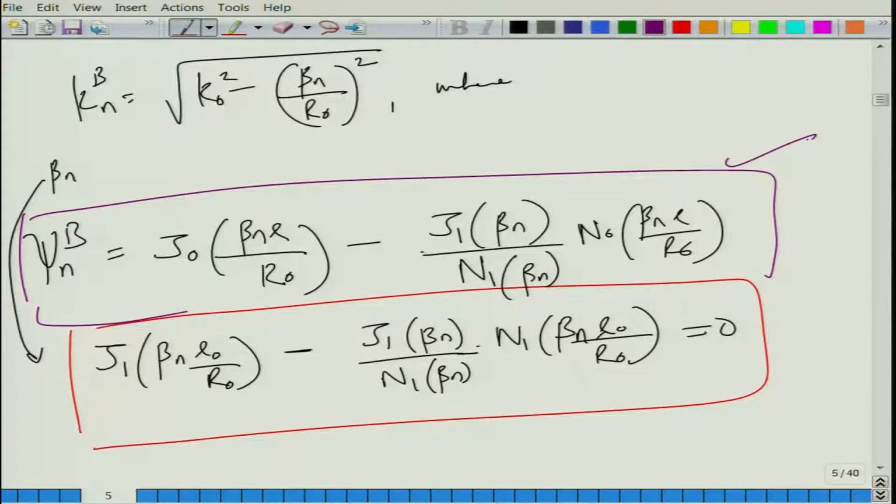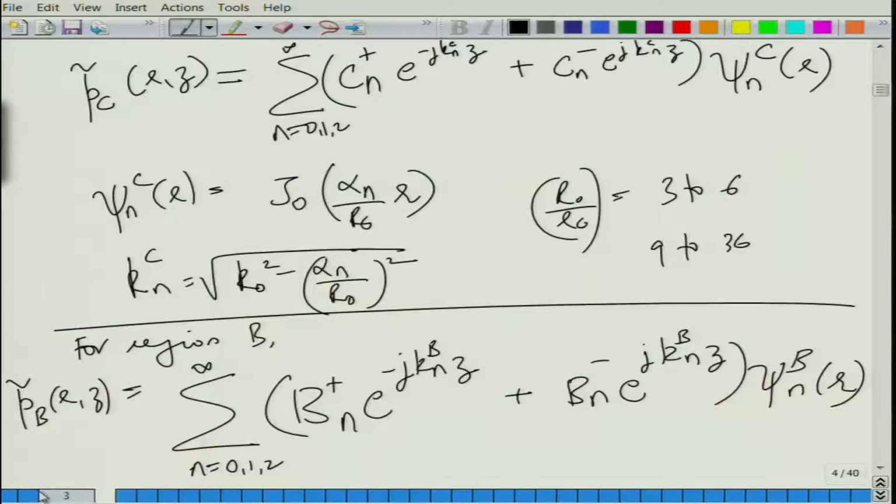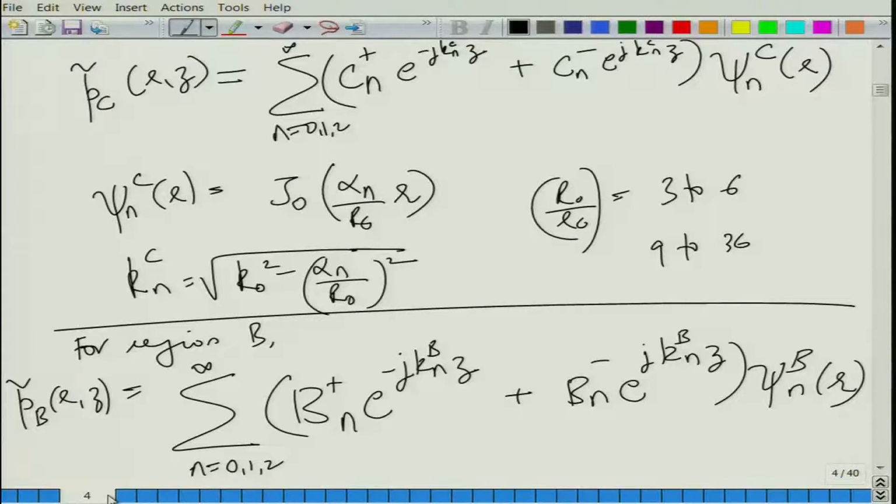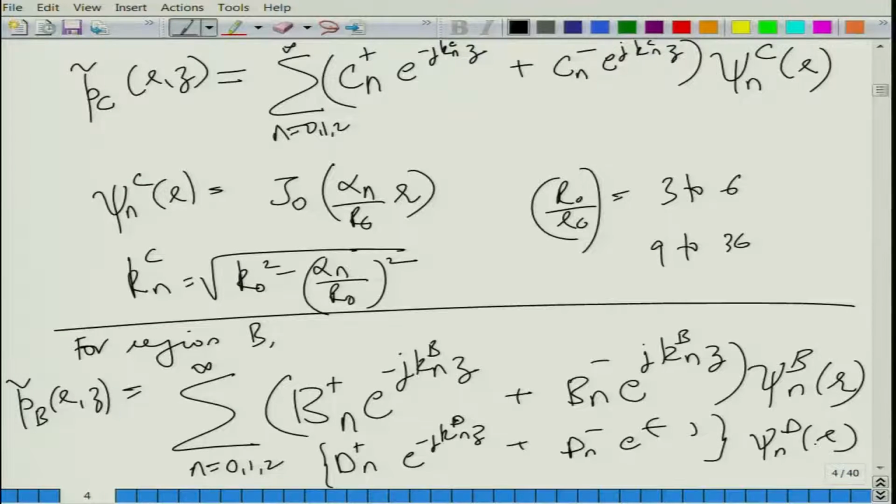We will use that, and the modal solution for region D will look exactly like region B. Instead of B's you will have your D's, D n and E j k d and z and d n minus something and xi dr. This will remain the same, and you can consider a finite set of modes. So, once we have the modal solution, what to do now? How do we proceed ahead?